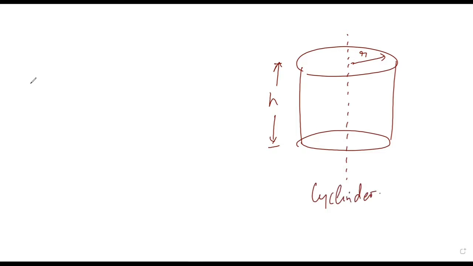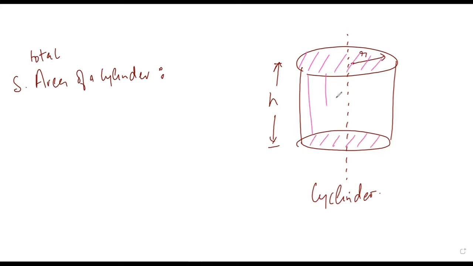Now one thing that we need to understand is when I have to find the total surface area of a cylinder. The total surface area of a cylinder is this part, and this part. Mr. Sarthak, do you agree? Yes, sir. Now we are comfortable calculating the area of this part. Can you tell me the area of this part? Pi r square.